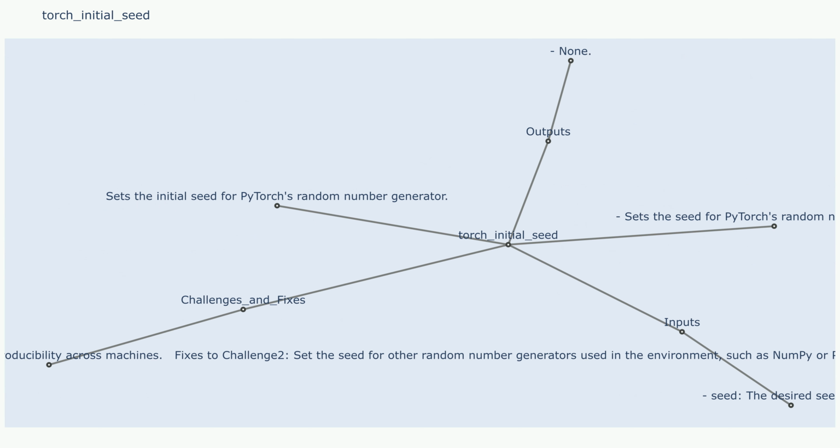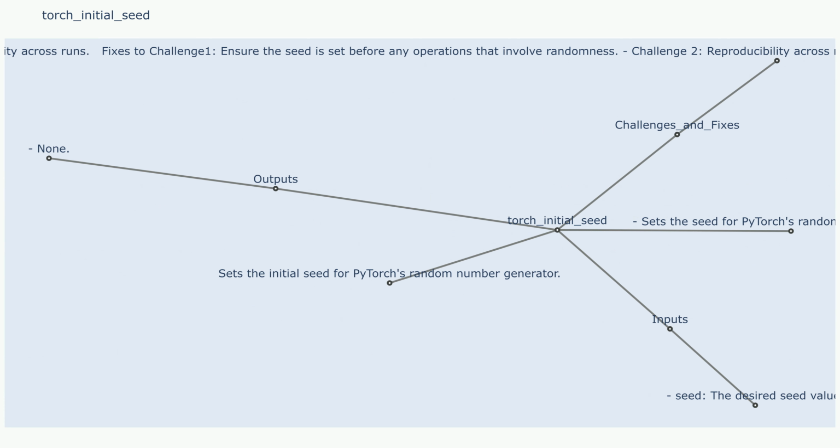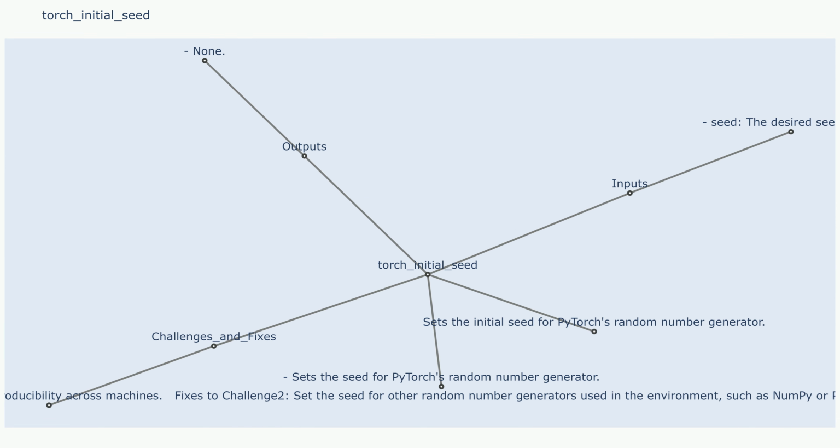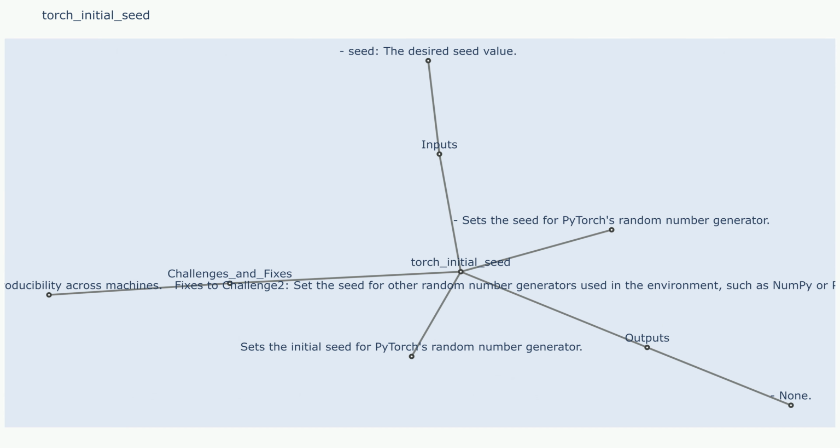Challenge 1. Unpredictable results. If you don't set an initial seed, your random numbers will be generated based on the system's current time. This can lead to inconsistent results if you run your code multiple times or on different machines. Sample use case that resulted in challenge 1. Training a neural network without setting a seed can produce different model performance every time you run the training. Fixes to challenge 1. Use torch.initial_seed to set a specific seed before training or any operation that relies on random numbers. Challenge 2.